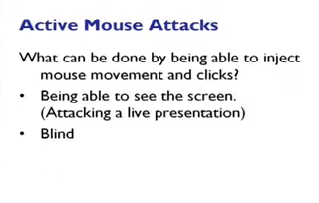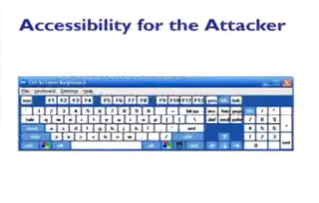Active mouse attacks. Well, there's going to be two types of mouse attacks. One is you can see the target. You can see the screen. You can watch the cursor moving along. And then there's going to be blind attacks, where you're just going to try to guess where to move the mouse to and start clicking to try to get some kind of execution or something. So one is we're able to see the screen, and the other one is we're blind.